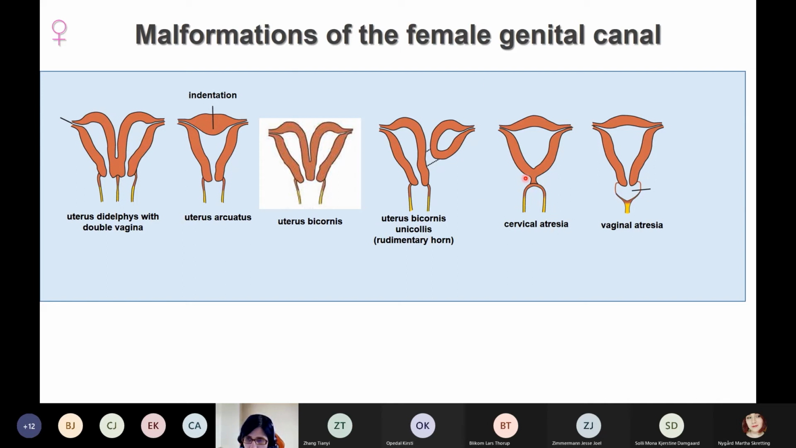In case of these two, we have atresia. Atresia could affect the cervix. In this case, of course, we don't have communication between the vagina and the uterine cavity, or the atresia can affect the vagina, which is below the normally developed cervix here.